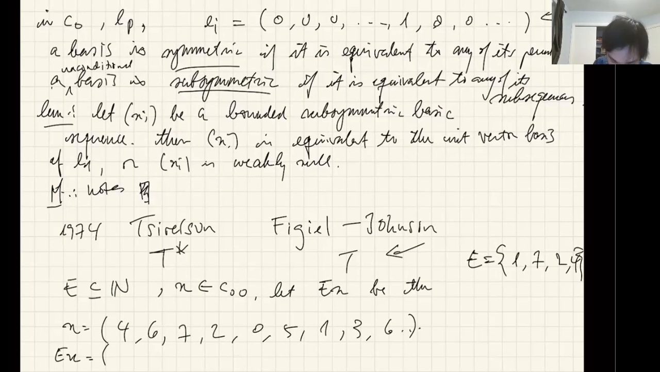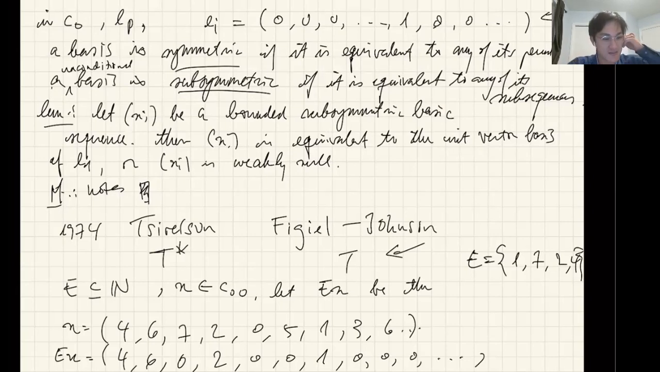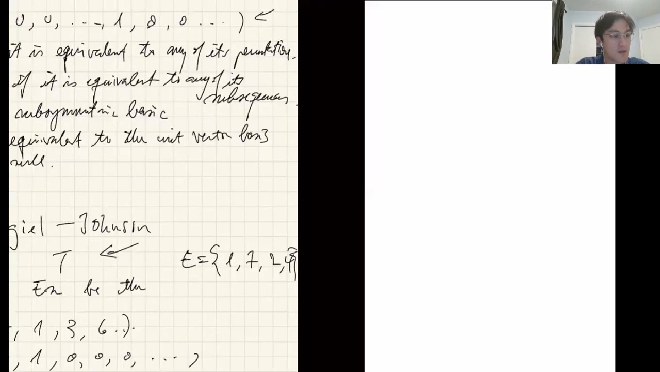So we're going to take the first index, that's 4. We're going to take the second index as well, but we're not going to take the third one. We're going to take the fourth one because 4 is in E. We're not going to take the fifth or the sixth one, and we're going to take the seventh one. So that's 1, and then it's 0 forever. Okay, so that's Ex. I don't want to state the formal definition, but that's what it is.